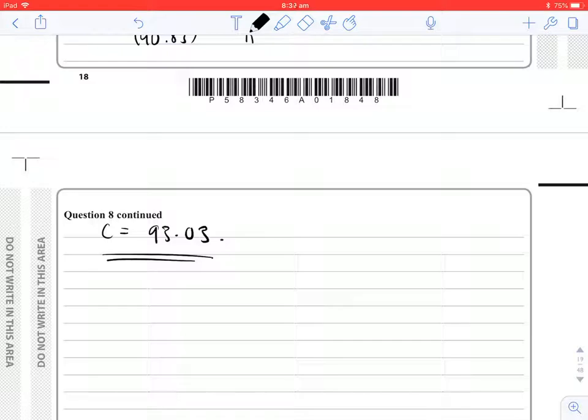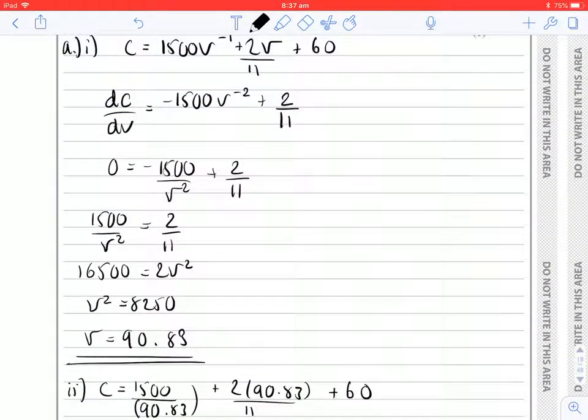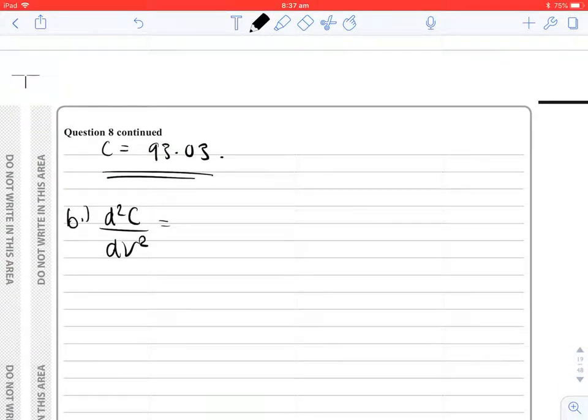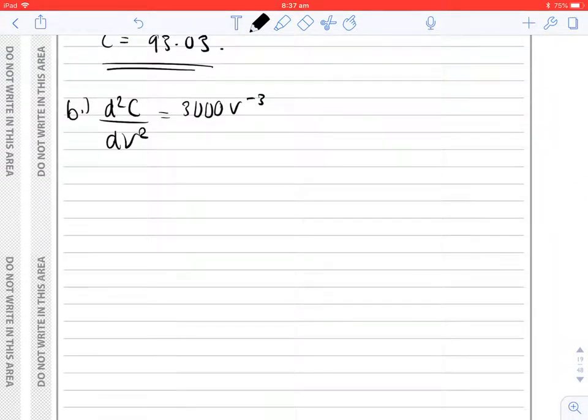And then we can look at part B. Prove by using d squared C over dV squared that the cost is minimised at the speed found in A part 1. So we need to do our second order differential. So we've got d squared C over dV squared. So this is just differentiating our previous differential. So if we've got minus 1500 V to the minus 2, the minus 2 comes to the front, and times that gives you a positive 3000. Then we take 1 off the power, so we've got 3000 V to the minus 3, and then the 2 over 11 is just going to disappear, so that's our answer.